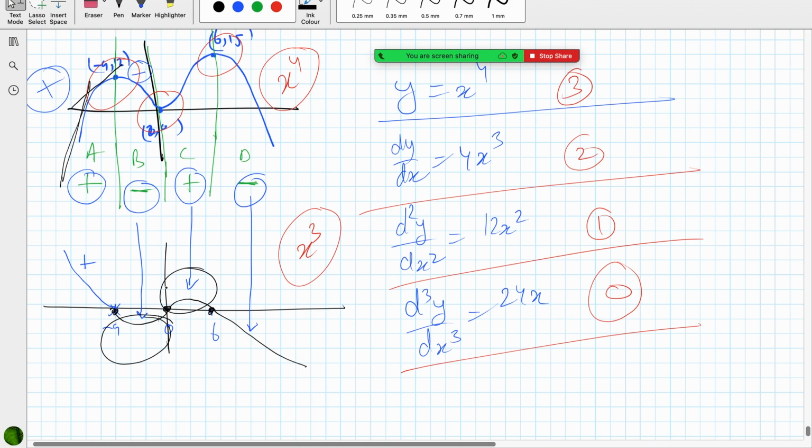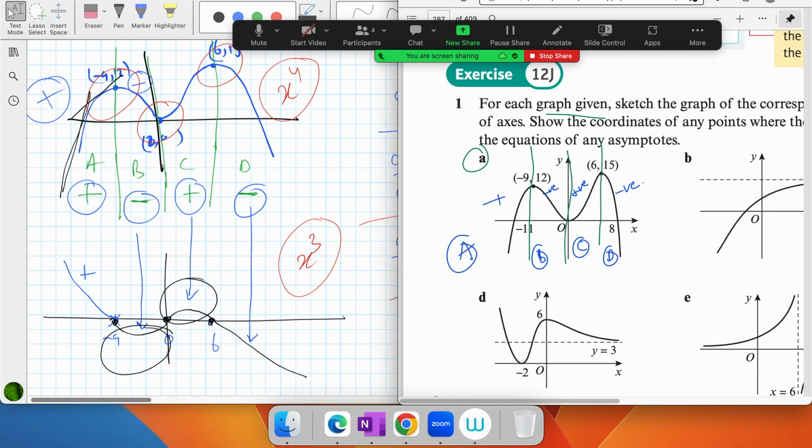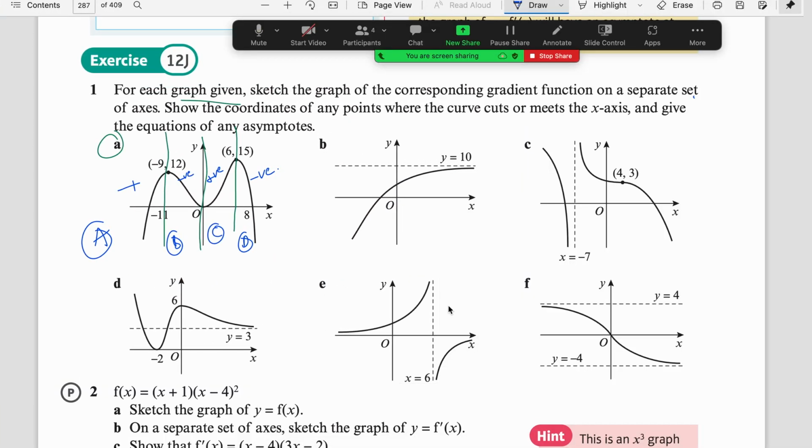See, any confusion? And we'll always need practice.